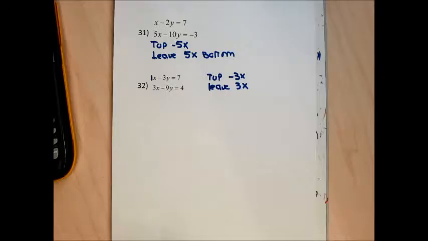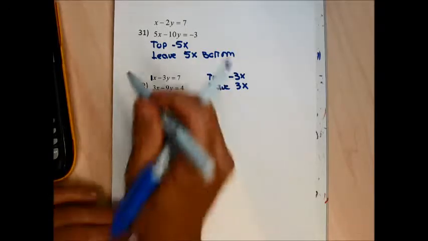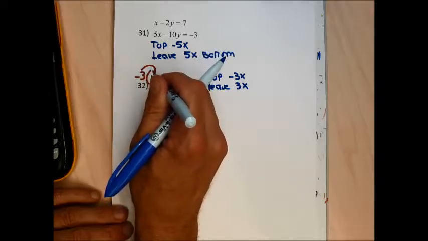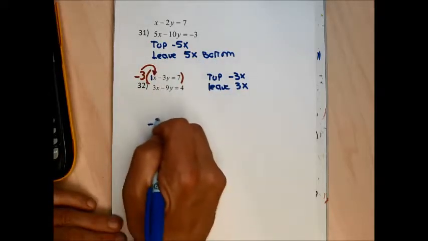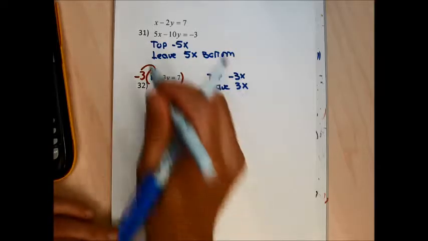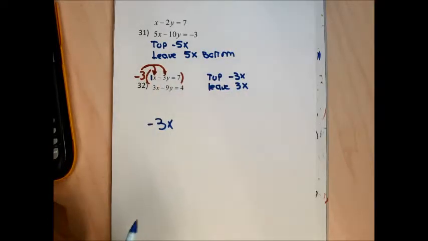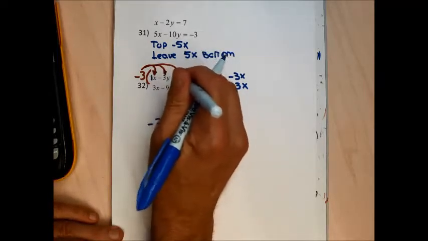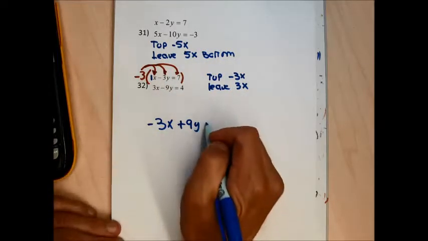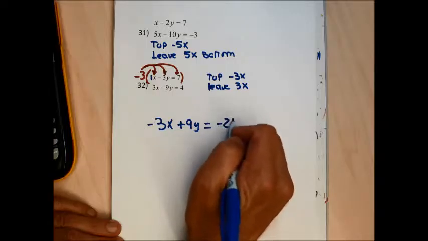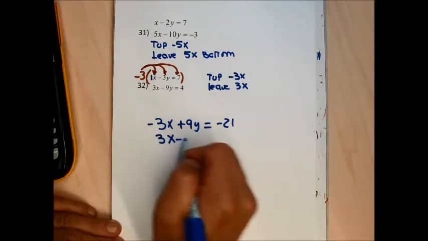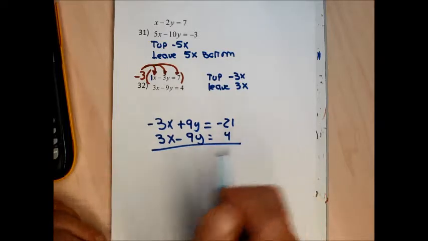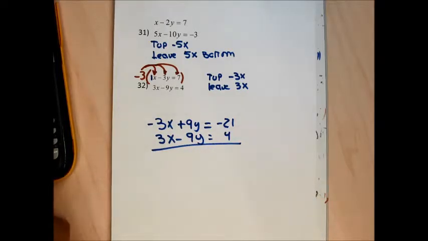So to make my top have a minus 3x, I'm going to need to multiply everything in the top equation by minus 3. I'm going to go minus 3 times 1x and get minus 3x. Minus 3 times minus 3y and get plus 9y. And minus 3 times minus 7 and get minus 21. I'm going to leave the bottom equation, 3x minus 9y equal to 4. Now I'm going to add the equations together, and both the x's and y's are going to drop out.